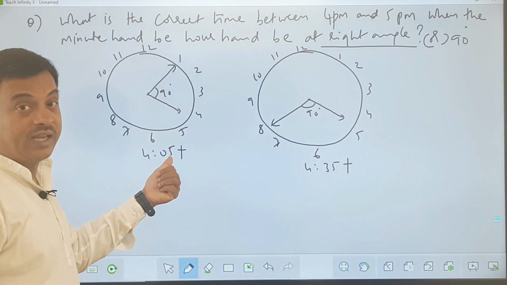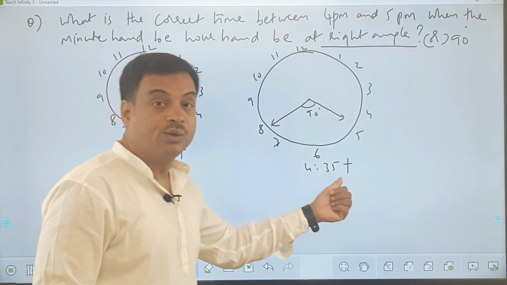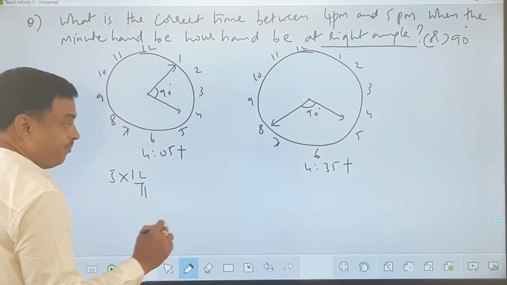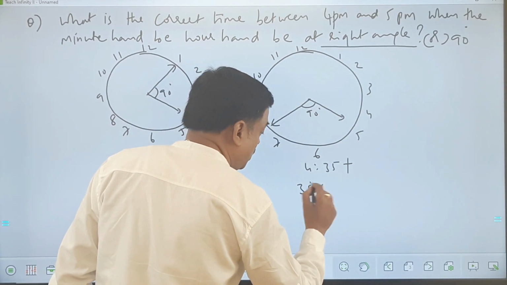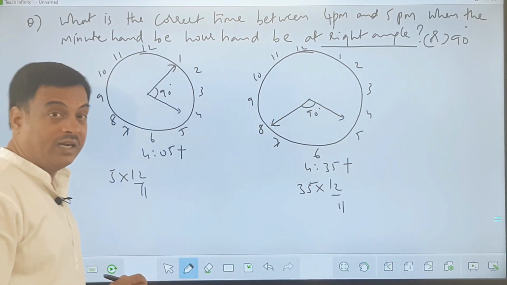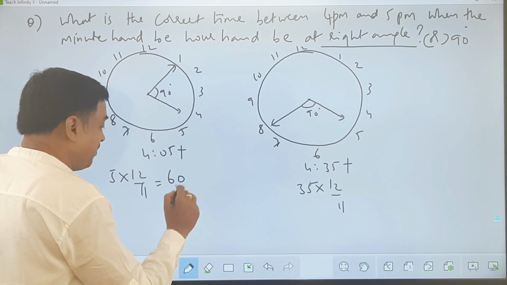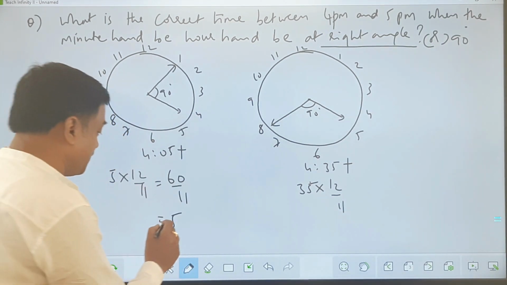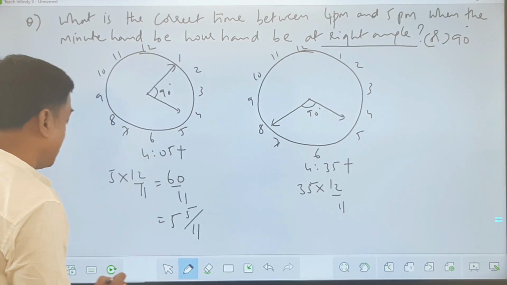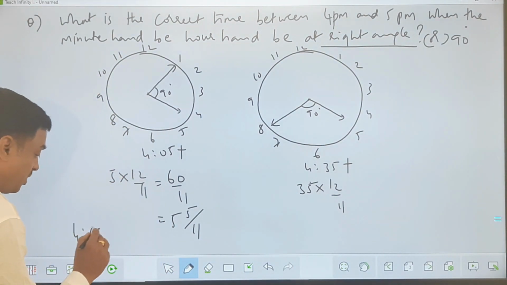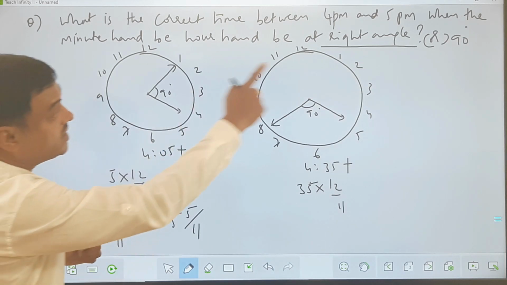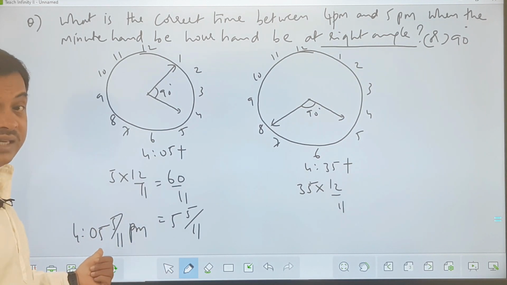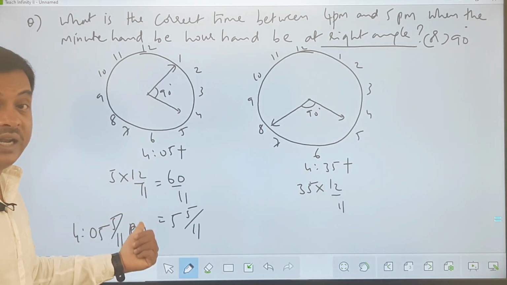Okay. So here it should gain on 5 minutes. Here it should gain on 35 minutes. So what should I do, my friends? 5 into 12 by 11, and here 35 into 12 by 11 is what I need to multiply. So what do I get? 60 by 11. Dividing 60 with 11, I take 5 times 11, 55. Remainder is 5 upon 11. So the exact timing here is 4:05 5 by 11. PM is what my answer is. The first time it appears at 4:05 5 by 11 PM.